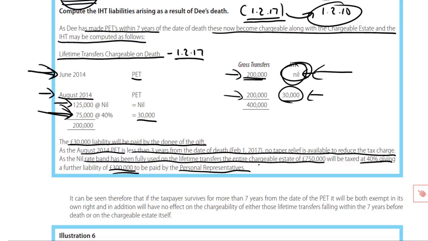Whereas, where we started with all of this, any tax that is payable on the chargeable estate at death is payable by the personal representatives, executors there, but that money is paid out of the deceased's estate, meaning that, should there be such a person, it is the residuary legatee that bears the cost of that tax.